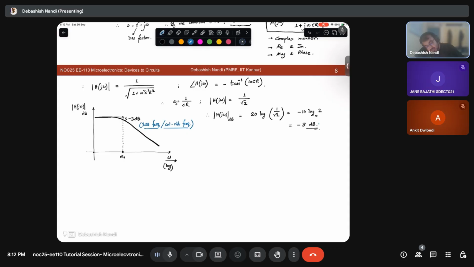See, minus 3 dB means what? Your power is getting halved, right? So this is your amplitude, so power will be the square of this. If this is 1 by root 2, that means your power is 1 by 2, right? So whatever you are desiring, your output is getting half of that value. So you cannot consider it as a desired output. That is equivalently considered as cut off.